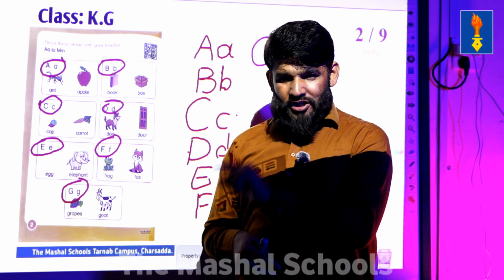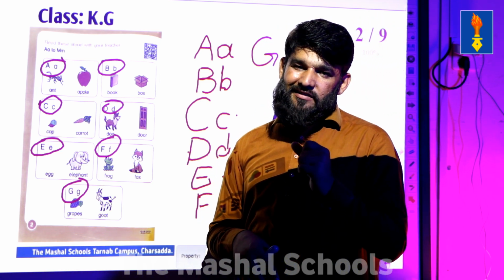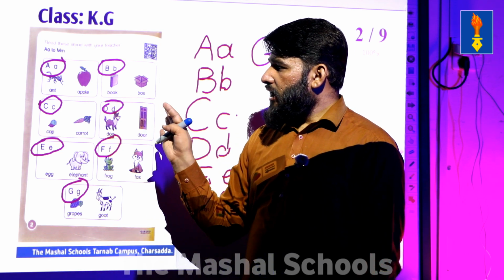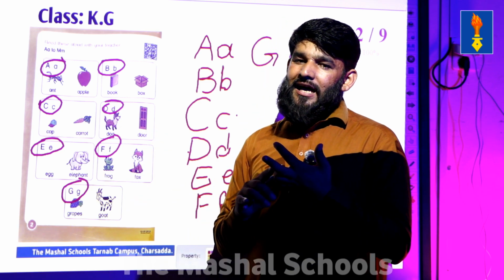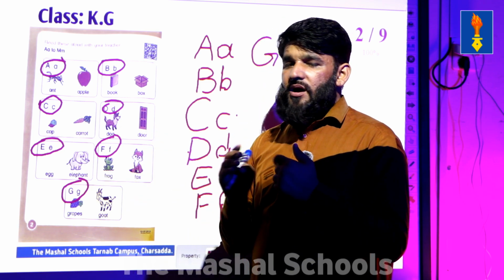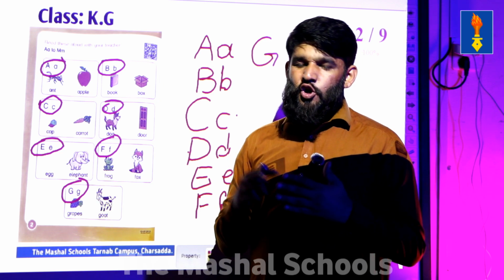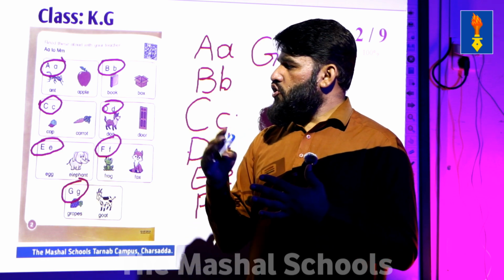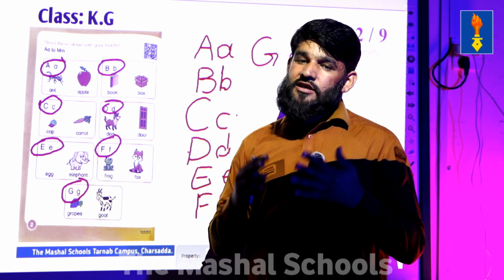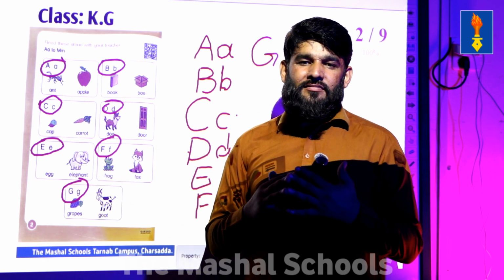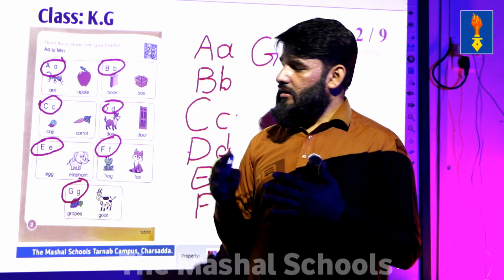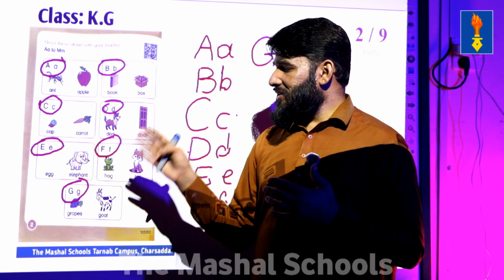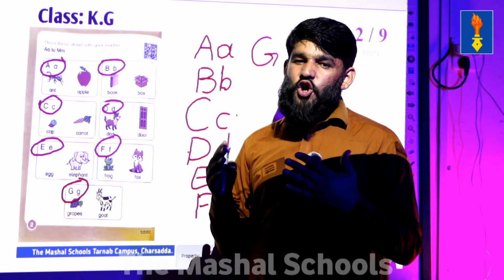Let's repeat these words once more so that you properly understand the sound and the pronunciation of these words. With A, ant, apple. With B, book, box. With C, cap, carrot. With D, dog, door. With E, egg, elephant. With F, frog, fox. With G, grapes, goat.